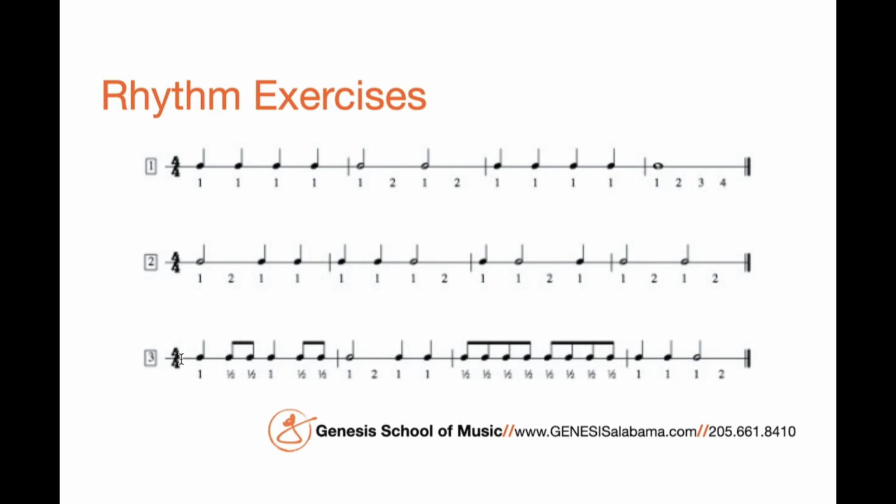Line 3. Let's 1, 2. Here we go. I'm sorry. Got a little lost there. 1, 2. Here we go. 1, 2, and 3, 4, and 1, 2, 3, 4, 1, and 2, and 3, and 4, and 1, 2, 3, 4. So hopefully that makes sense.